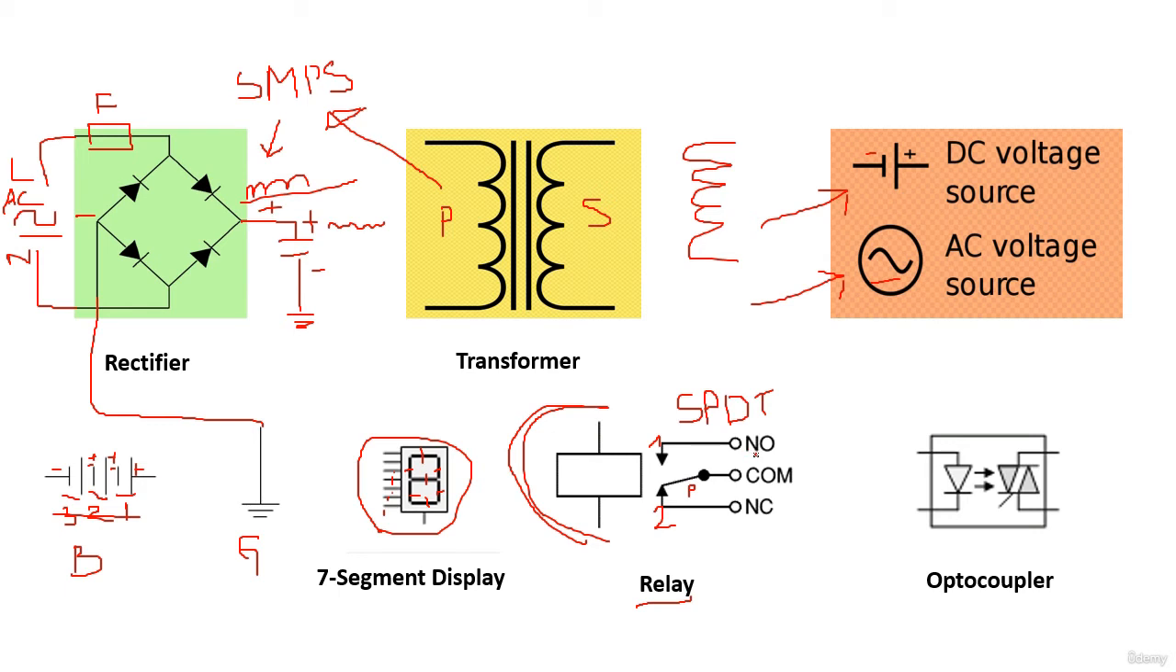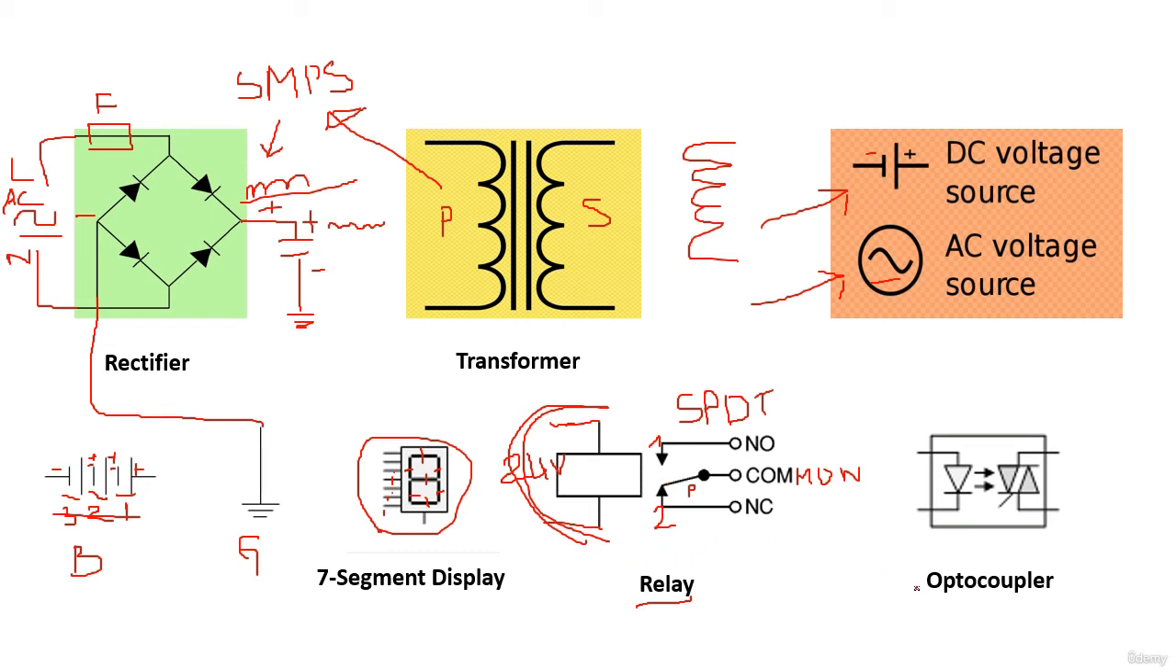Here we have normally open and normally closed, and this is the common. So this is a relay. When this inductor is activated, for example when we have 24 volts here, this inductor will be activated and this pole will be energized also. So this is a relay.